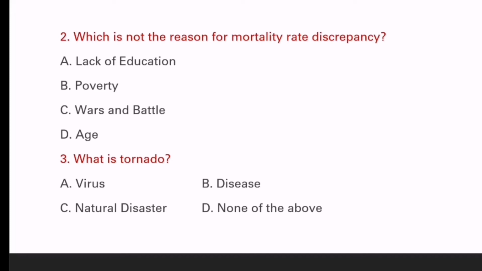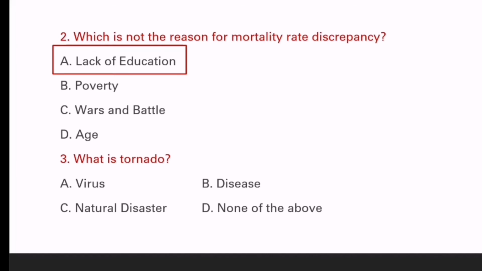Now, question number 2. Which is not the reason for mortality rate discrepancy? The options are: lack of education, poverty, wars and battle, and age. Here, A will be the correct answer, that is, lack of education, because this is the reason for birth rate discrepancy. The other options, poverty, wars and battle, and age, are reasons for mortality rate discrepancy, but lack of education is not.